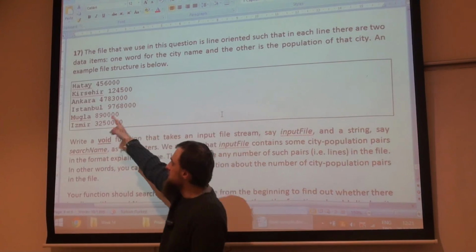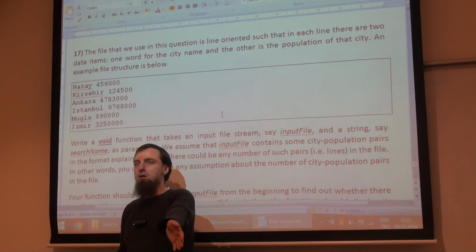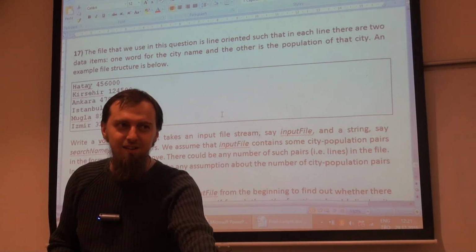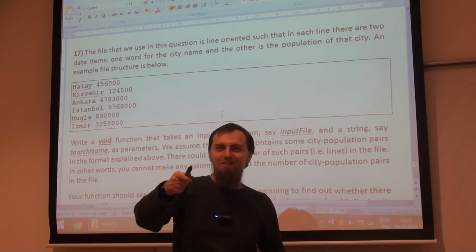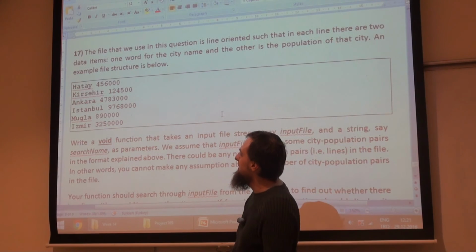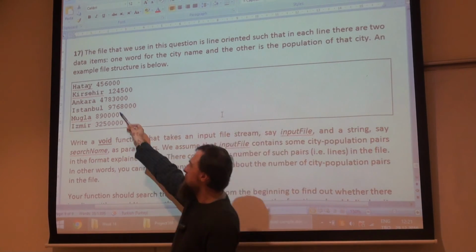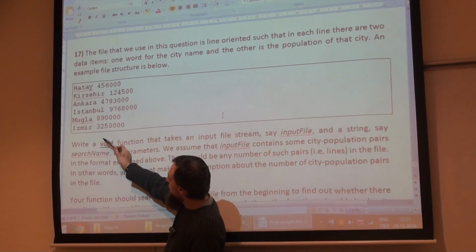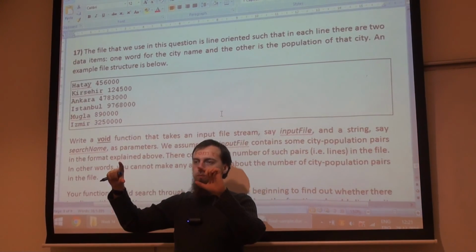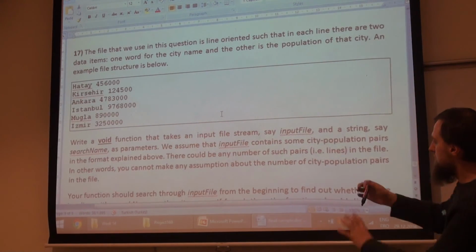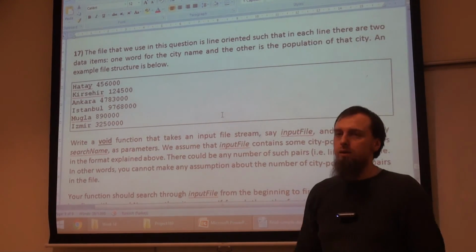If I don't find the city, let's say I'm giving Skopje. Have you heard about Skopje before or not? Who has heard about Skopje? You? Okay, it's my city where I live. It's in Macedonia. So if I'm looking for Skopje, it's the capital of Macedonia, and if I don't find it here, then I should print unknown. Unknown, is it okay? With capital letters, UNKNOWN.